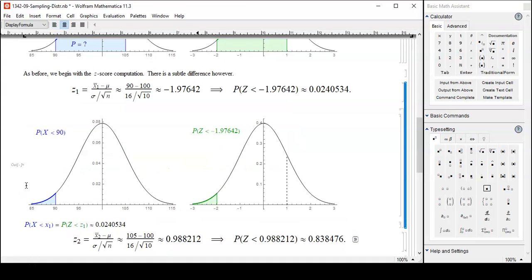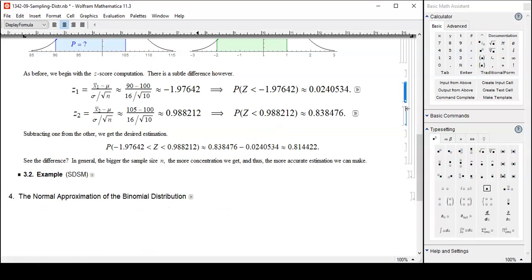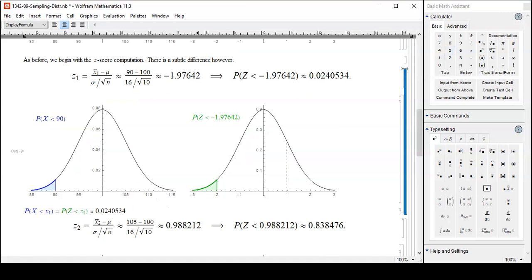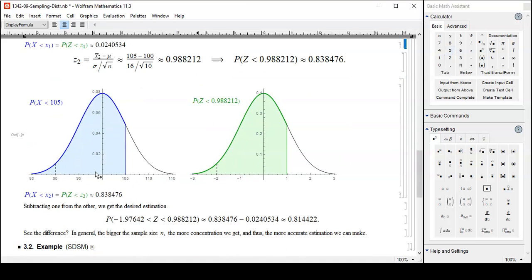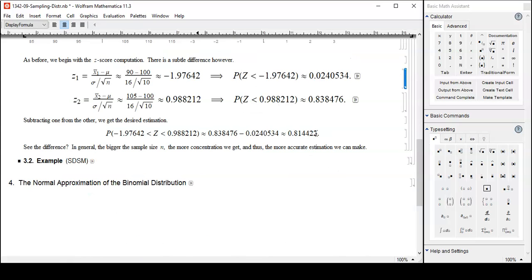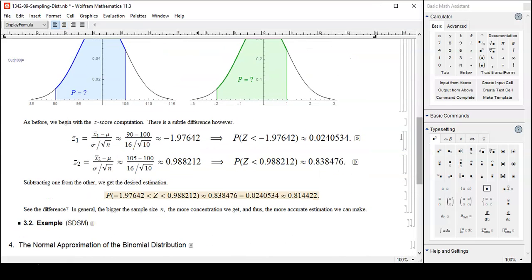If you do that right, this one corresponds to about this probability, 0.024 something. And look up the z-table for this one. From 105, I get 0.838 something, left-hand side shading. I want the middle part, so this is smaller, that's larger. Subtracting one from the other, I'm going to get the middle part. And there is a computation. Appropriate subtraction.